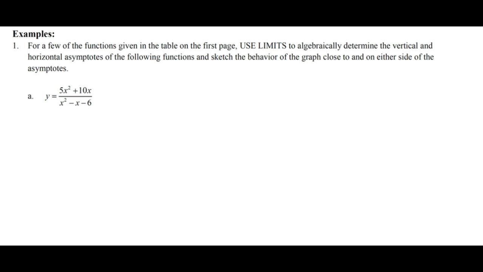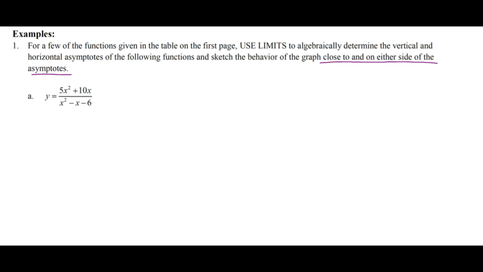For a few of the functions given in the table on the first page, use limits to algebraically determine the vertical and horizontal asymptotes of the following functions and sketch the behavior of the graph close to and on either side of the asymptote. Right. So that's kind of the key here. This analysis, this part of the sketch, we're just saying what's happening by the asymptotes, right? So what's going on there? If we want to know where there's local max and mins, we've got the other stuff to do that.